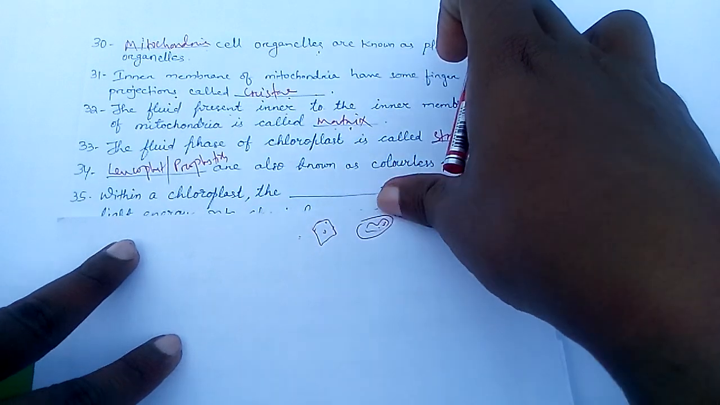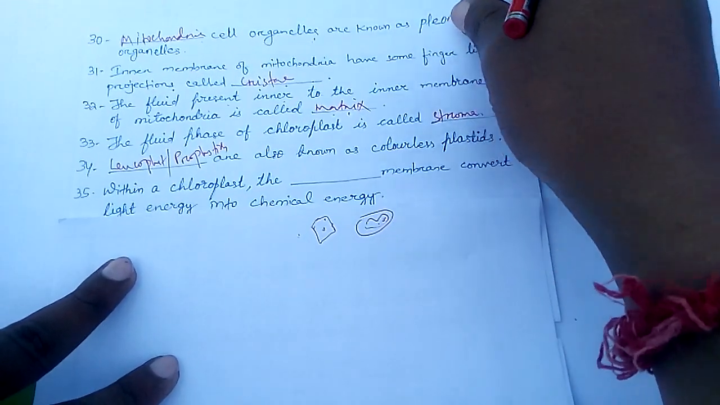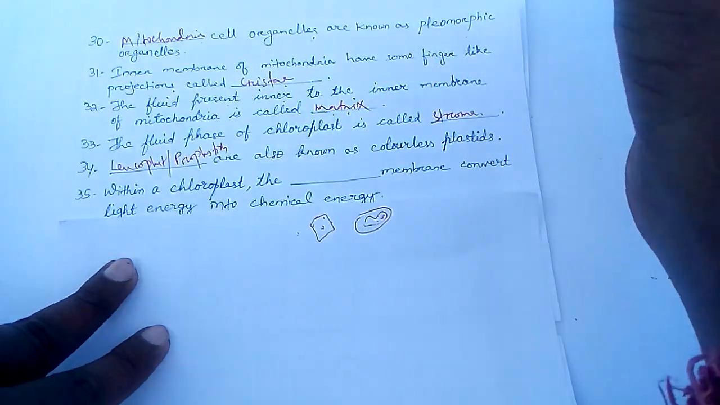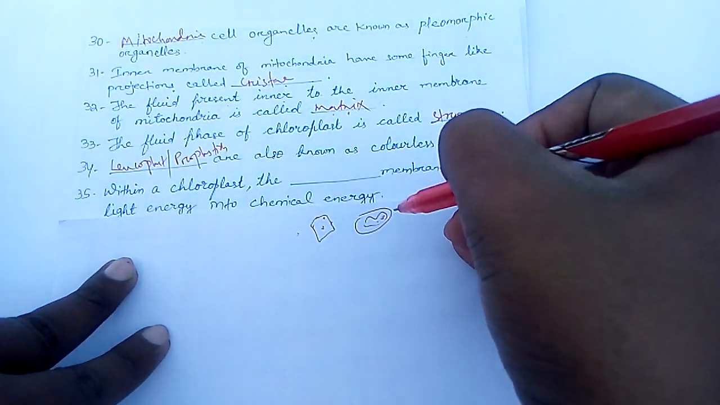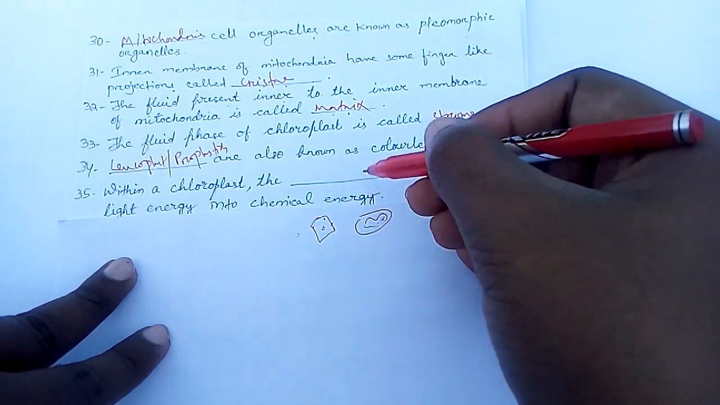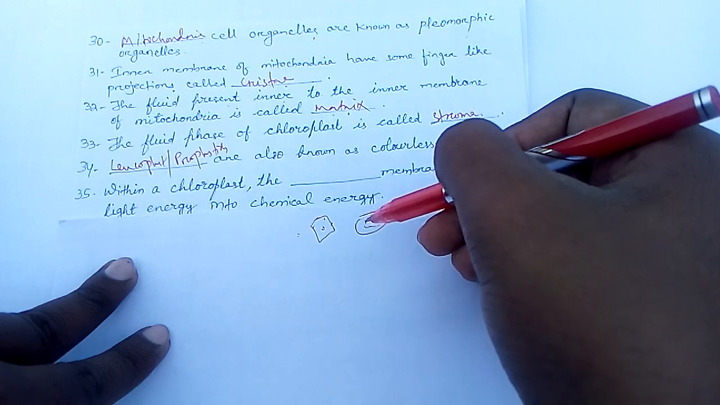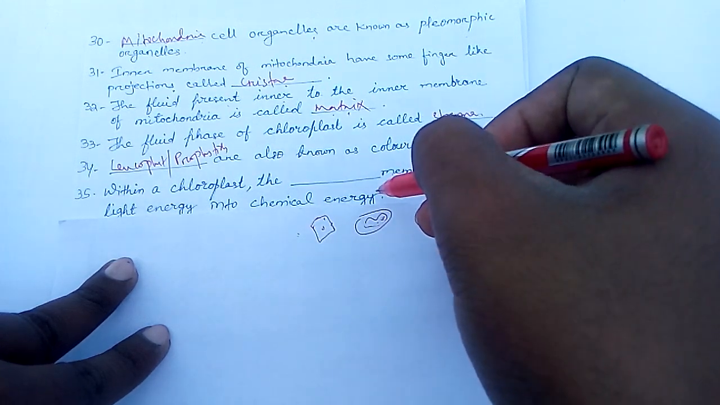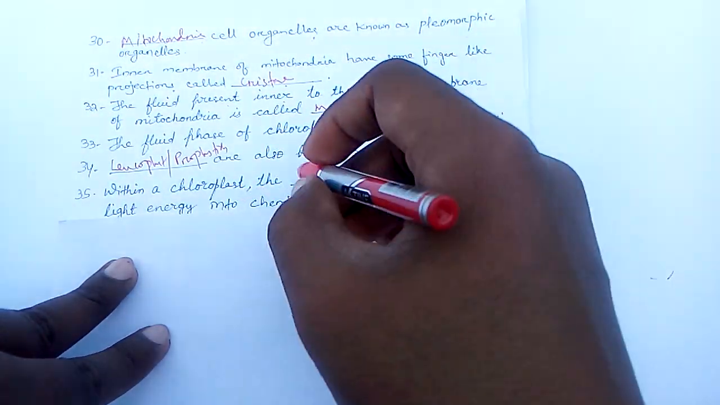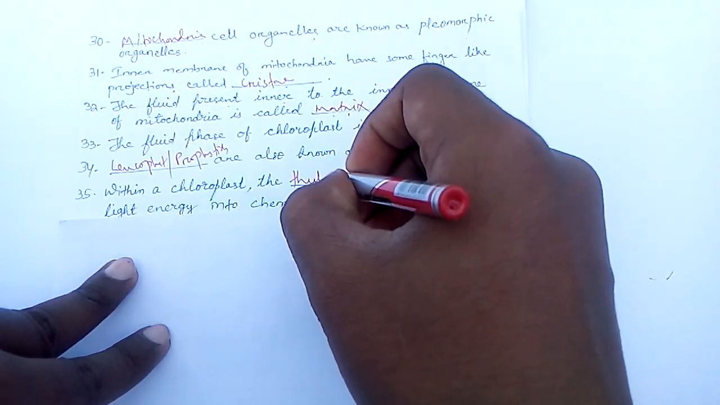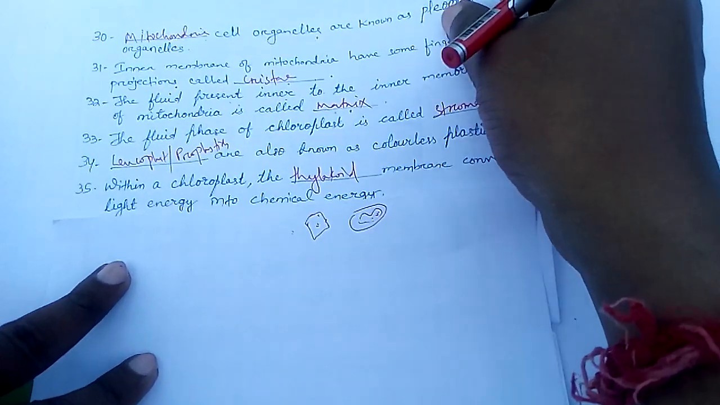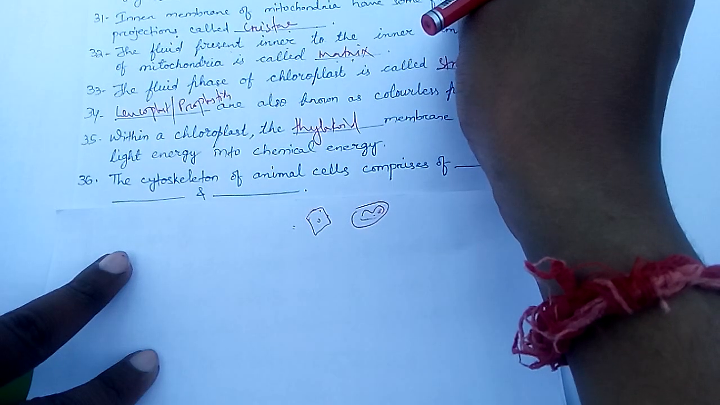Question number 35. Within a chloroplast, the dash membrane converts light energy into chemical energy. It is an important one. Chloroplast is a trilamellar structure: outer membrane, inner membrane, then inside the chloroplast some coin-like structures are present which are called thylakoid or grana. There in the thylakoid membrane, light energy is converted into chemical energy. So the answer is thylakoid membrane, T-H-Y-L-A-K-O-I-D, or if you write granal membrane, that will also be correct. Then question number 36.